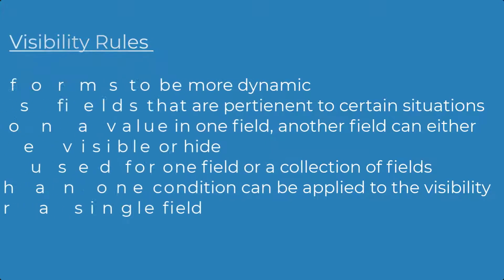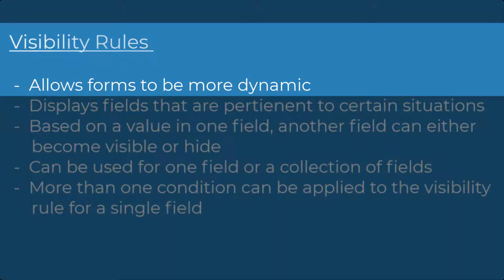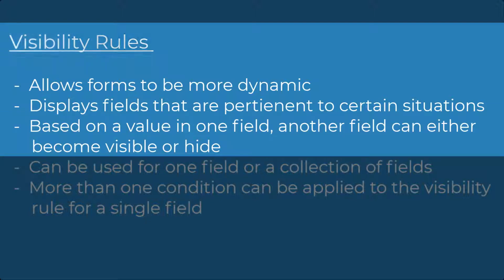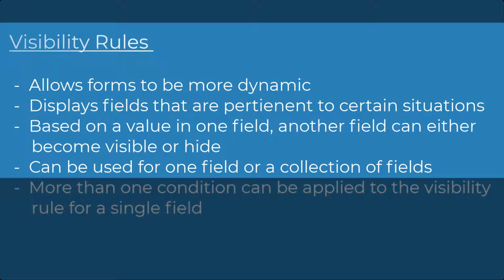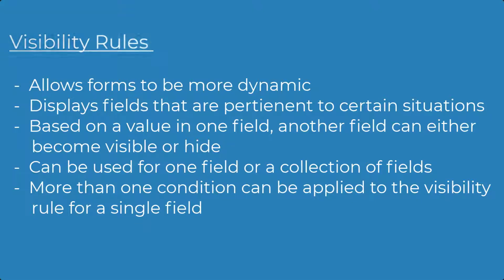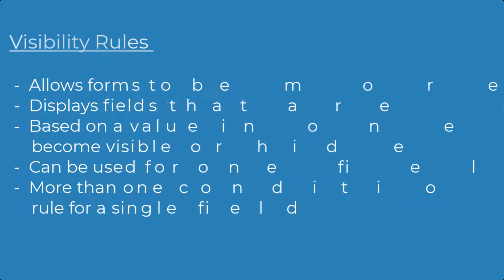Now, visibility rules allow forms to be more dynamic than just static fields on the screen. By using visibility rules, you can display fields that are pertinent to specific use cases or situations. For example, if one field holds a key value, it can cause another field to become visible or invisible if need be. Now, these rules can be applied to a single field or to a collection of fields, and more than one condition can be applied to a field. And all of this can be done without having to write a single line of code. Now, all of this will be covered in this short video, so let's take a look.